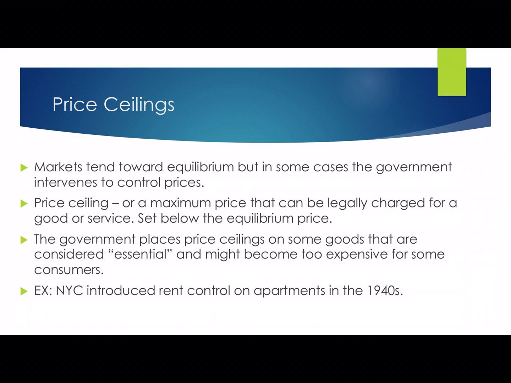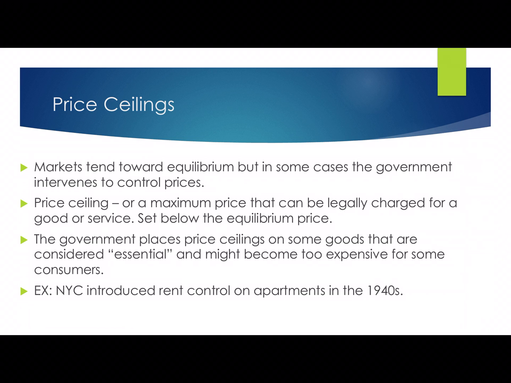All right. Then we have what's called price ceilings, and this is something a government may use. Markets tend toward equilibrium, but in some cases the government intervenes to control prices. A price ceiling is the maximum price that can be legally charged for a good or service, and this is always set below the equilibrium point. The government may sometimes place price ceilings on goods that are considered essential and might become too expensive for some consumers. A big example of this would be in New York City, when the city introduced rent control on apartments in the 1940s, and there are still rent controlled apartments today.